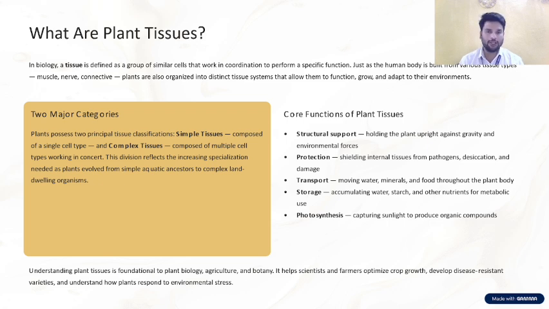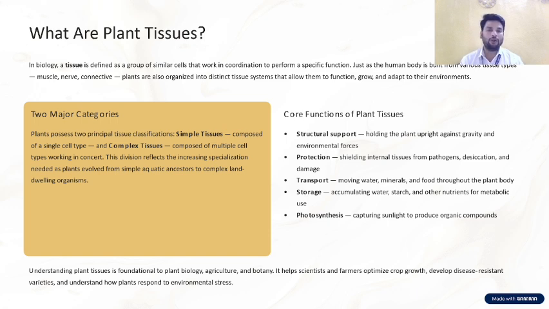Core functions of plant tissue: basically there are many functions. First is structural support, second protection, third transport, fourth storage, and fifth photosynthesis. For structural support, the tissue helps in holding the plant upright against gravity and environmental forces.